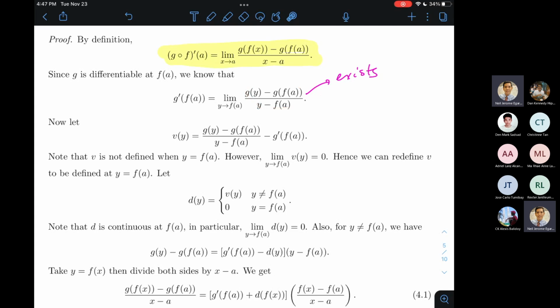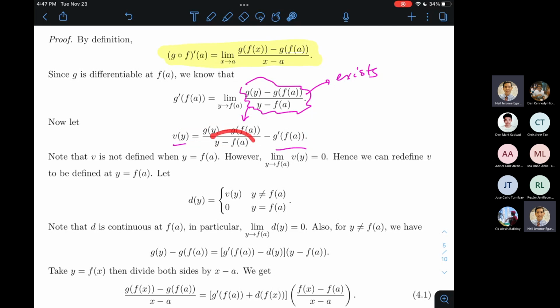And then from here, I'm gonna define the function v. Si function v ay yung expression na nandun sa loob ng limit minus g prime of f of a. Okay. But this function v is not defined when y is equal to f of a because of exactly this guy. Wala tayong naging problema dito sa taas kasi limit yung kinukuha natin. Limit nung difference quotient as y approaches f of a. Pero dito, walang limit na involved, nagde-define tayo ng isang function.